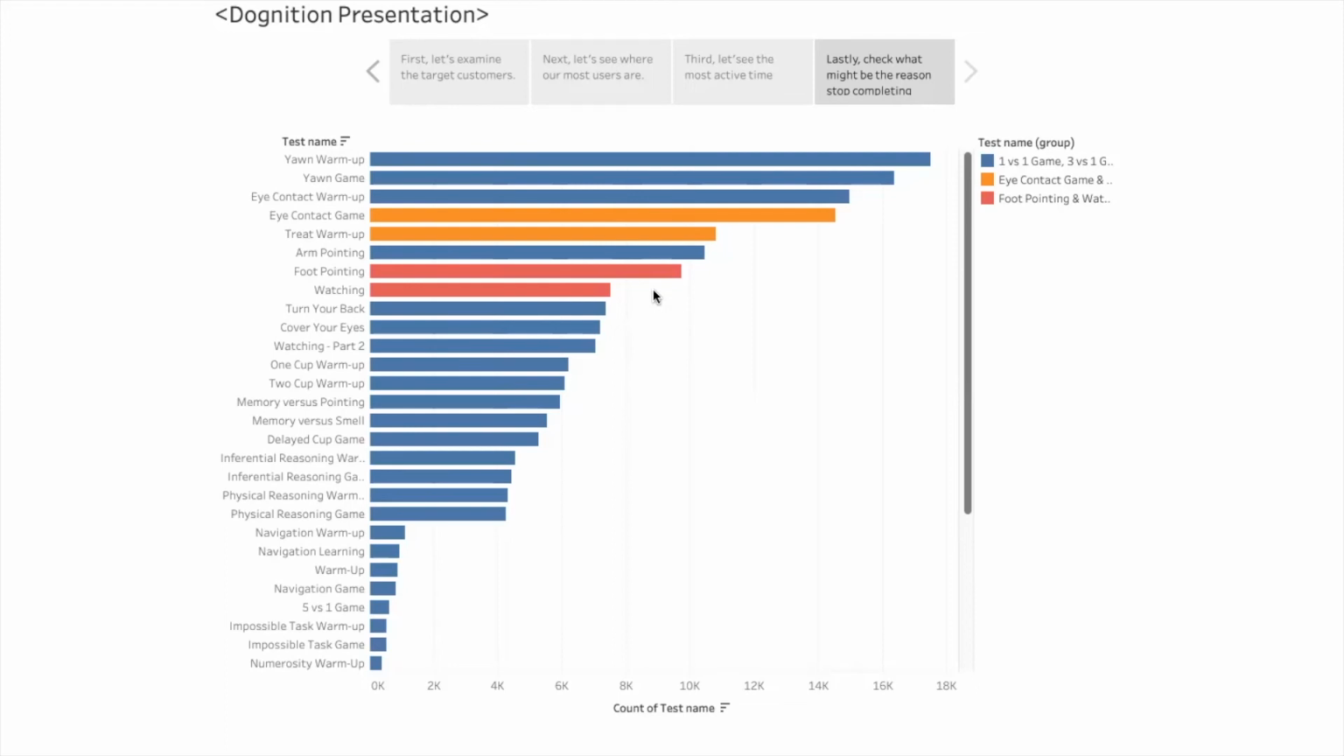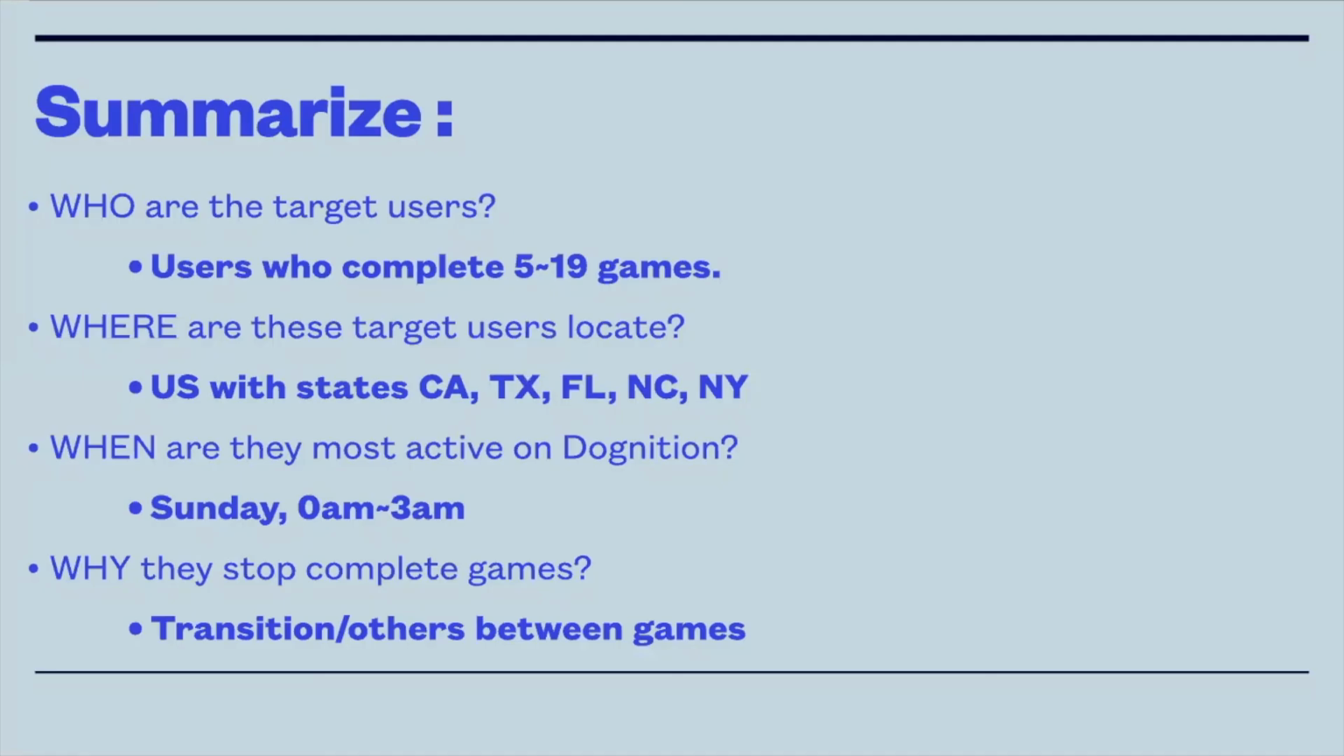Okay, so let's summarize what we have done in our analysis. First, we know our target users will be the users who complete 5 to 19 games. And these users are located in the US and within the states of California, Texas, Florida, North Carolina, and New York. And they are most active on Dragonation on Sunday and between 0 a.m. to 3 a.m. And why they might stop completing games is because the transition or other reasons between games are not perfect for the user experience.